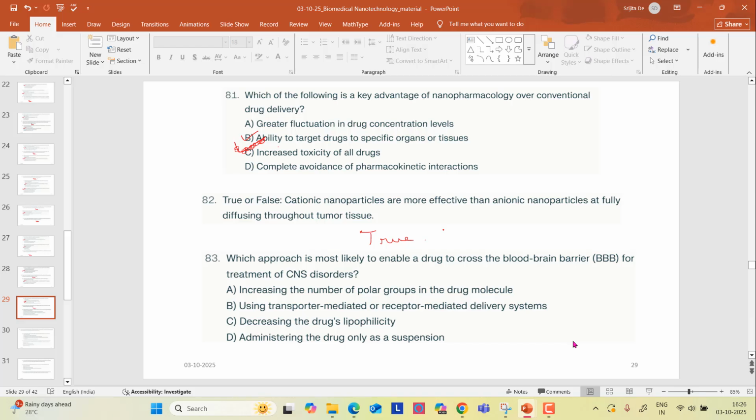Which approach is most likely to enable a drug to cross the blood-brain barrier for treatment of CNS disorder? Increasing the number of polar groups in the drug molecule, using transporter-mediated or receptor-mediated delivery system, decreasing the drug's lipophilicity, administering the drug only as a suspension. Option A. Let me check. This is the blood-brain barrier.